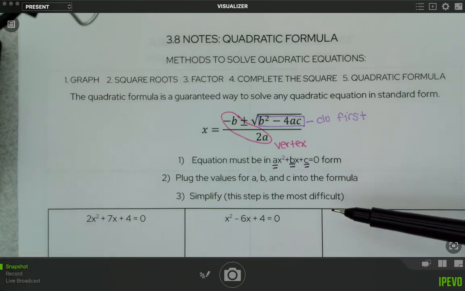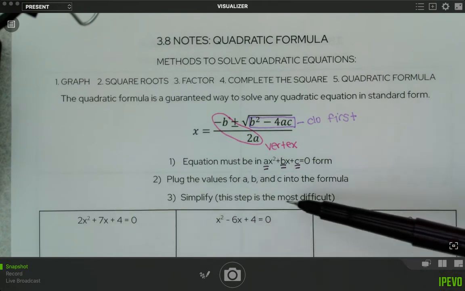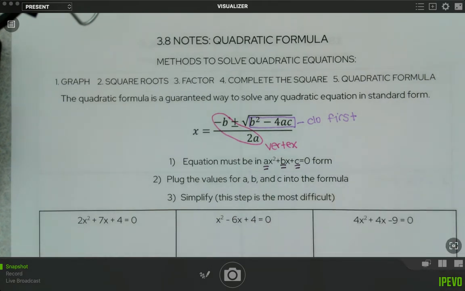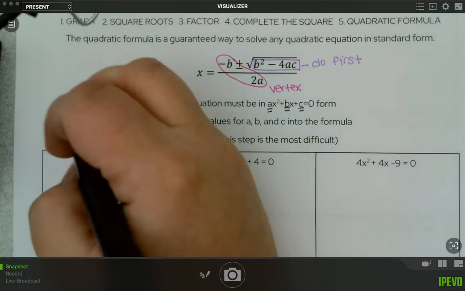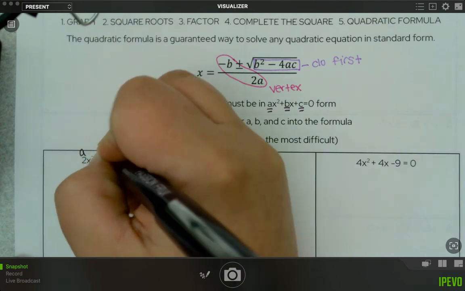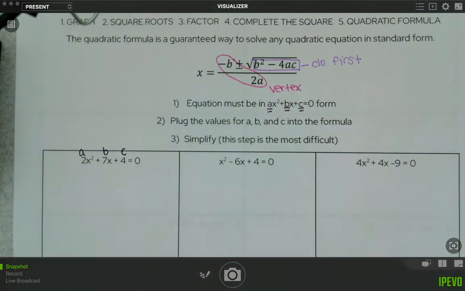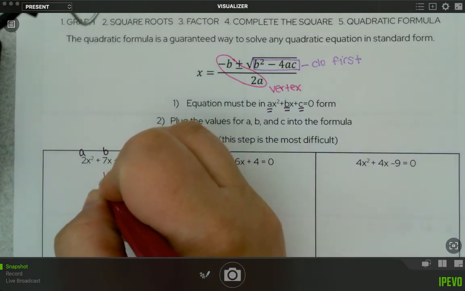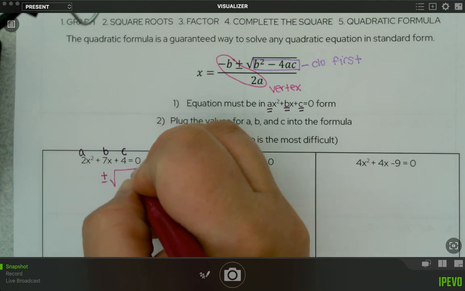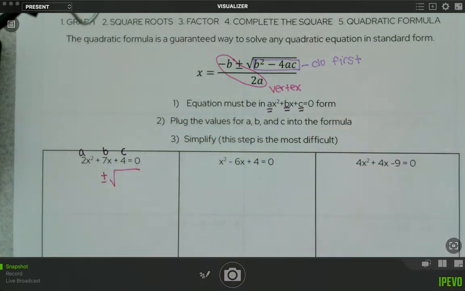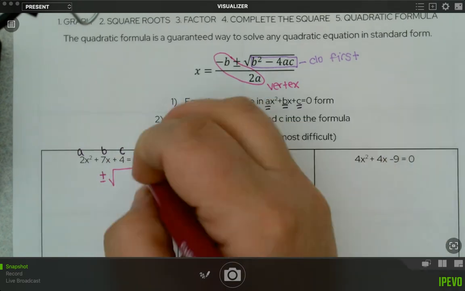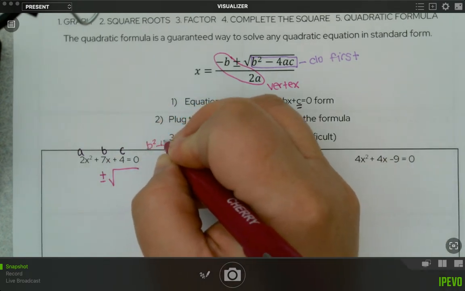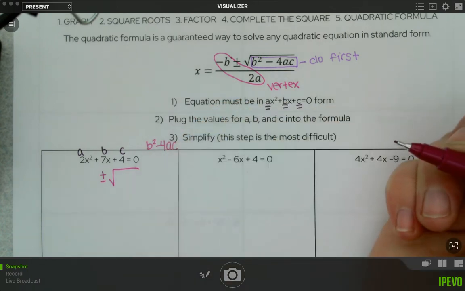While this sounds really basic, the simplification can get kind of complicated sometimes. So I'm going to go ahead and do these three examples for you guys. And I'm going to write the letter A, B, and C above it just so you guys know where I'm headed. Okay? So I'm going to start by writing plus or minus the square root. And then I'm going to do some work off to the side over here, and that is that I'm going to do b squared minus 4ac over to the side really quick.